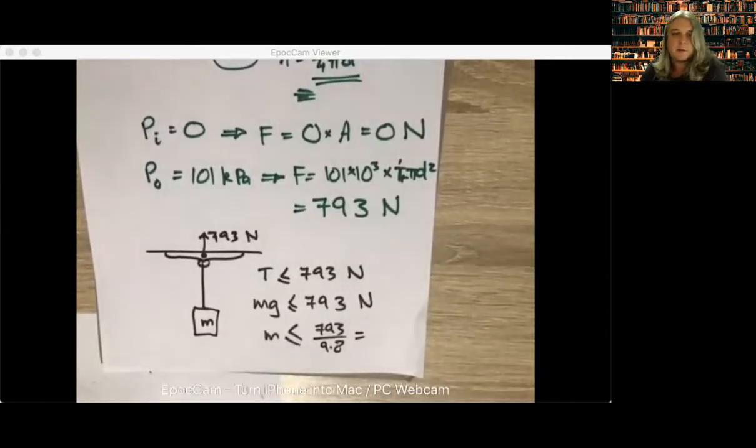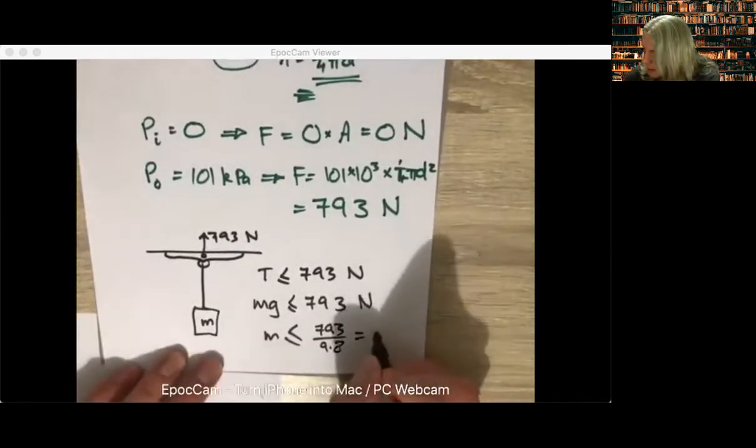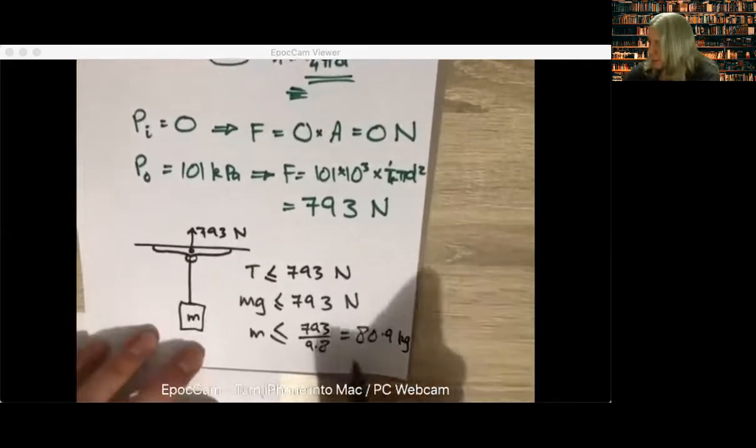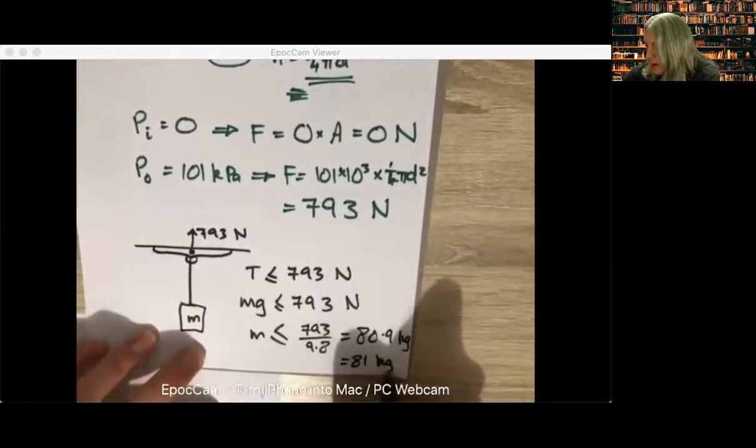I can't remember. I'll just check. Hold on. If you've got a calculator, do it. I will check because I've already calculated it. And it comes out to be 80.9 kilograms. So about 81 kilograms would be the maximum.